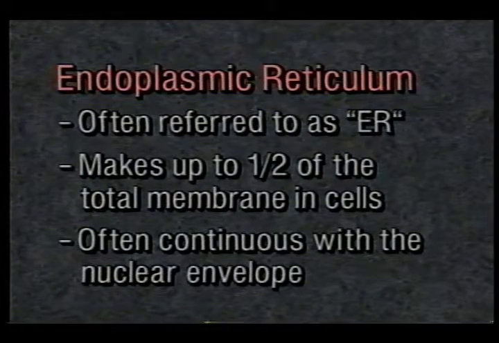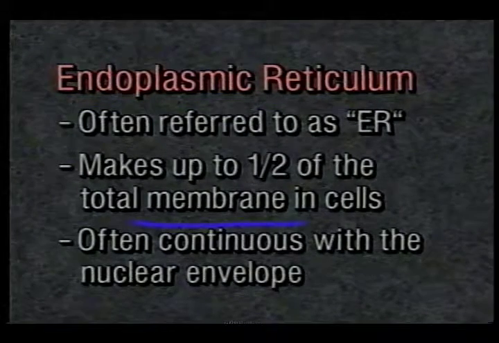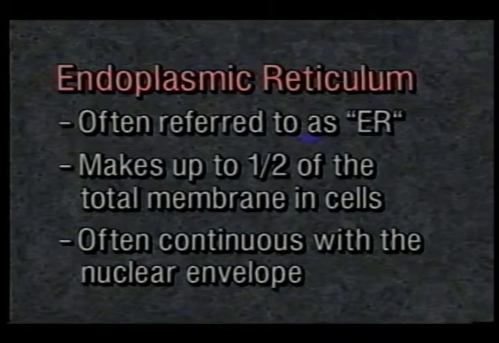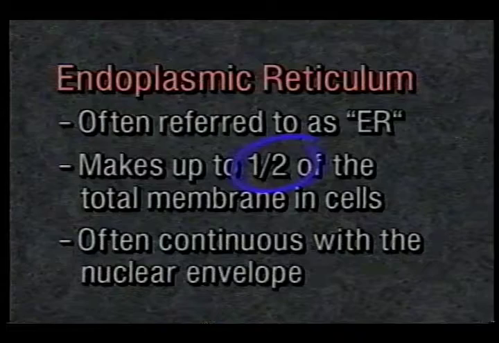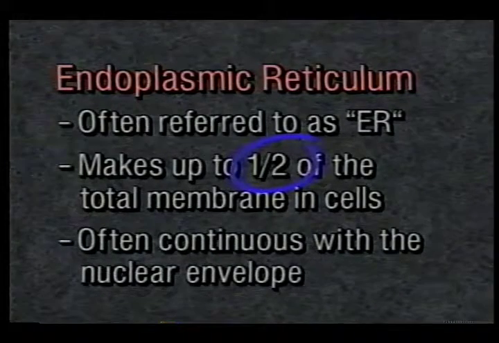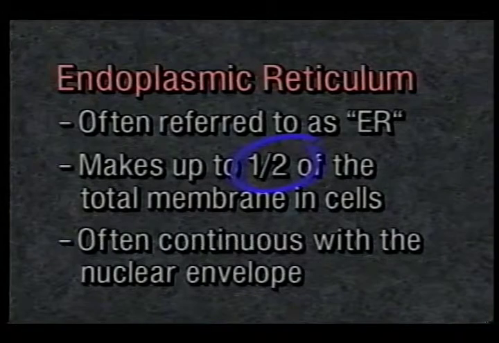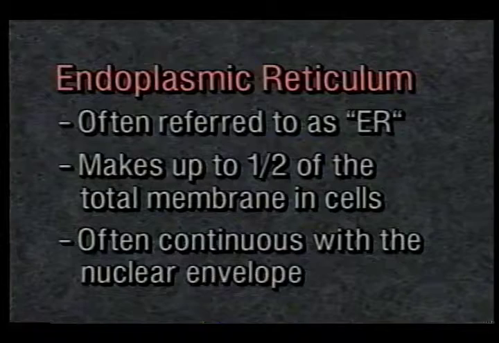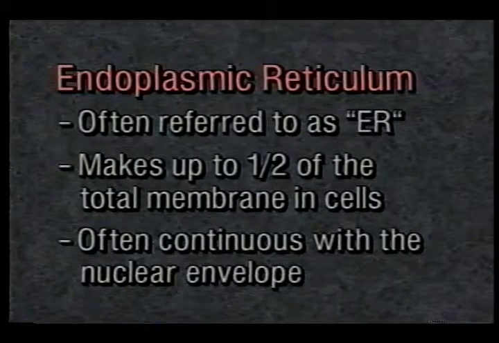It is made up of membrane, and it is a huge component of membrane. It makes up as much as half of the total membrane that's inside of a cell. In fact, this thing is pretty much nothing but membrane, but there's a very huge quantity of it, depending on what cell you're taking a look at. So there's absolutely huge quantities of ER out here.